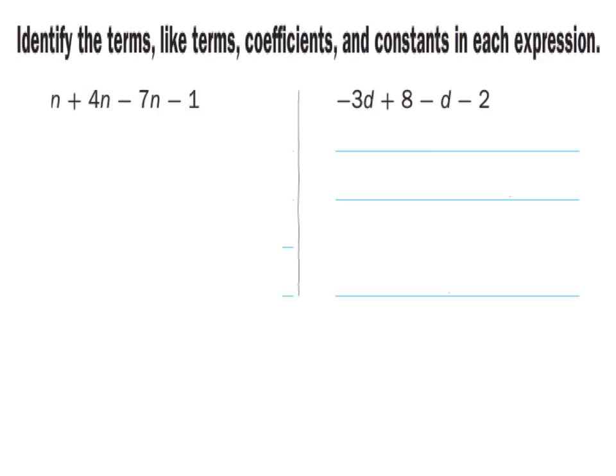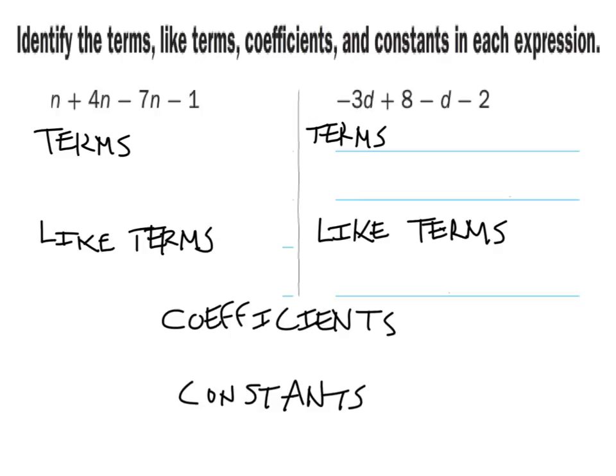So in this problem, we're going to look at these two expressions, and all we're going to do is identify the terms, like terms, coefficients, and constants. That's it. We're not going to be calculating anything. We're just going to look at the terms. So let's take a look. I'm going to go ahead and do this one on the left, and then I'll give you some time to do the one on the right. So let's look at that one on the left.